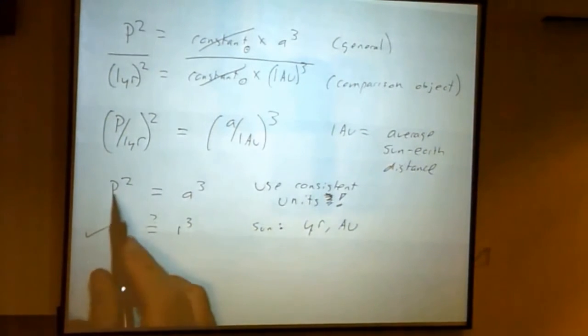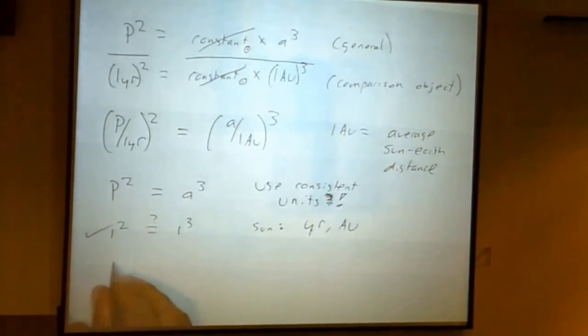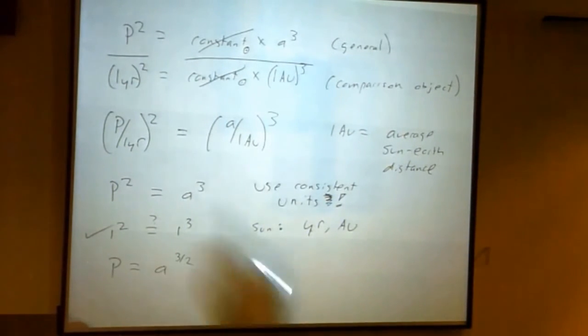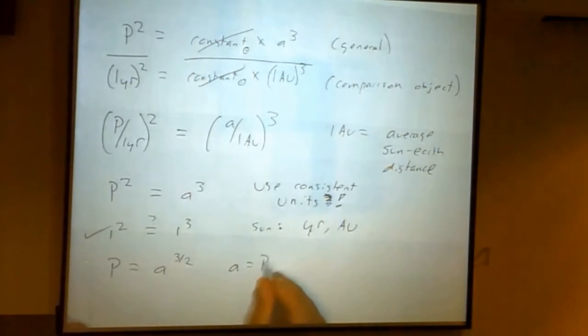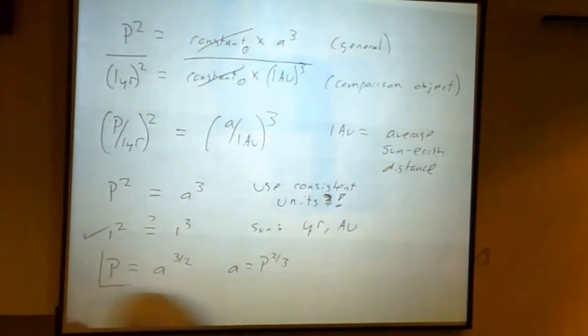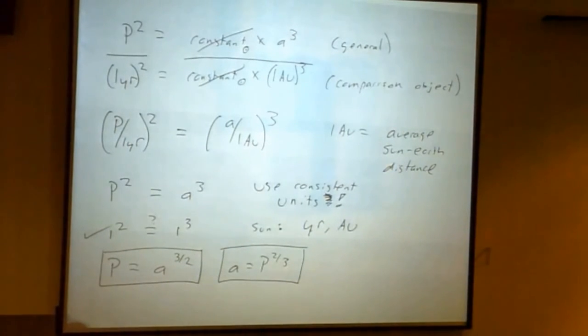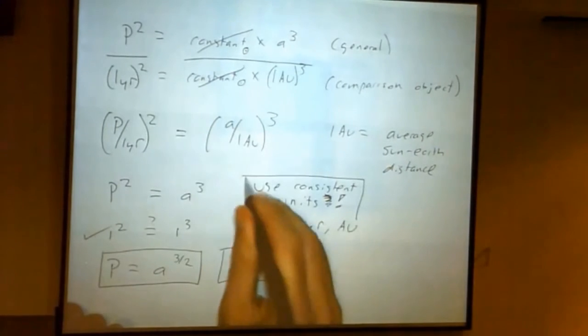We want the period, we take the square root of both sides. That'd be p equals a to the 3/2. If I want the semi-major axis, we take the cube root of both sides. It's a equals p to the 2/3. So these are your two shorthand, pre-solved versions of Kepler's third law. But just remember, use consistent units.